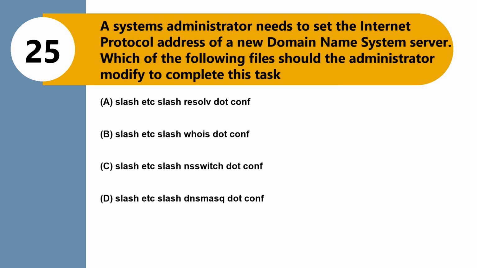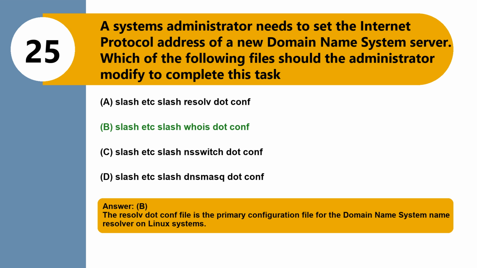Question 25. A systems administrator needs to set the Internet Protocol address of a new domain name system server. Which of the following files should the administrator modify to complete this task? Option A, /etc/resolve.conf. Option B, /etc/hoy.conf. Option C, /etc/nswitch.conf. Option D, /etc/dienstmask.conf. The correct answer is option B, /etc/hoy.conf. The resolve.conf file is the primary configuration file for the domain name system name resolver on Linux systems.